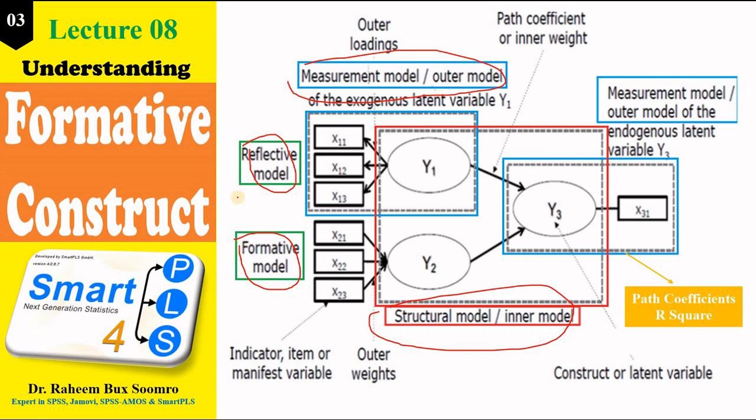The difference between the reflective and formative construct is very simple. You just have to check the direction of the arrow. In the case of reflective, our arrow goes from the latent variable to the indicator. Whereas in the case of formative, the arrow points from the indicator to its relevant variable. One more difference is that for the reflective construct, we have to check the outer loadings. In the case of the formative indicator, we have to check the outer weights. That's the only difference between the reflective and the formative constructs.